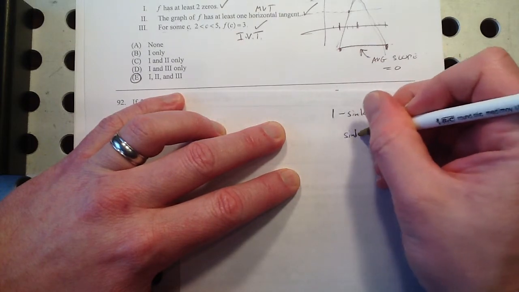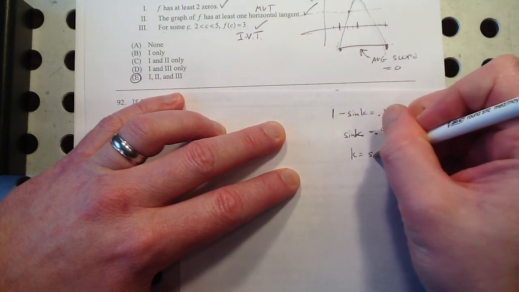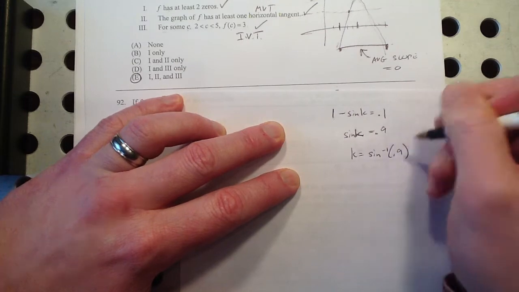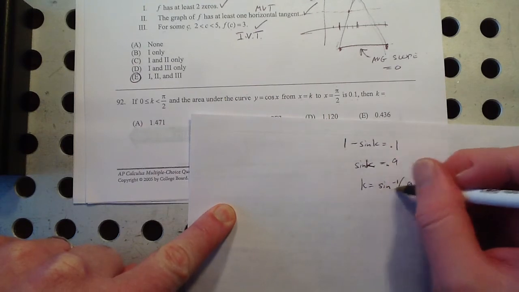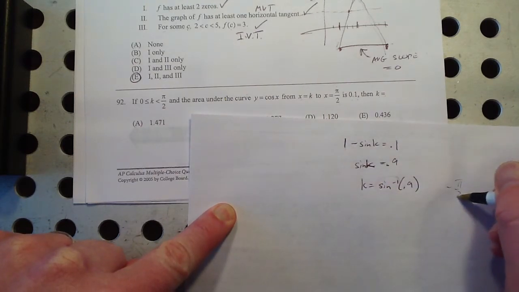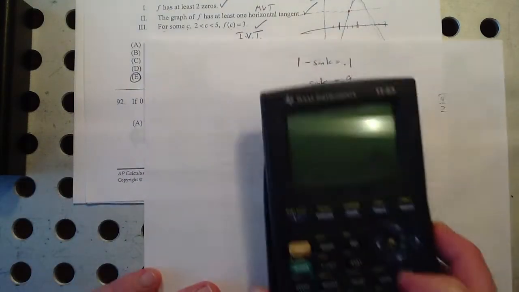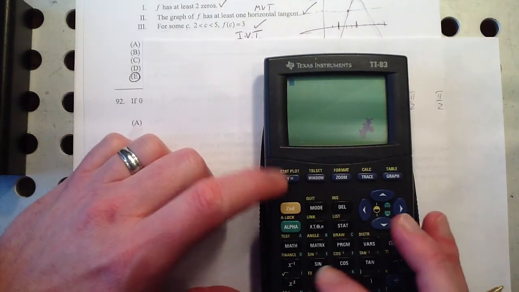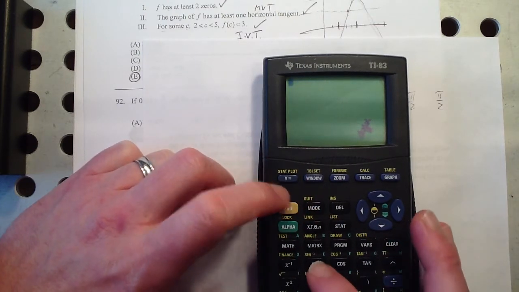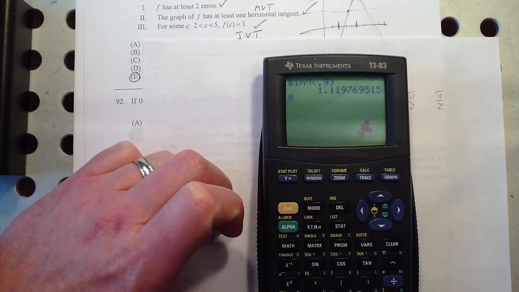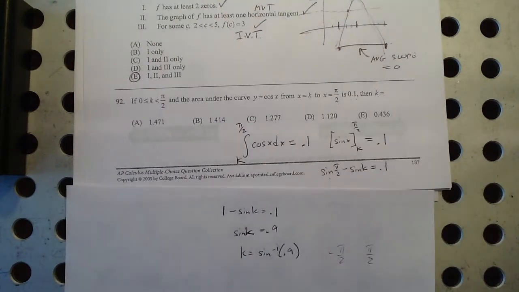So we're talking about sine of k is equal to 0.9, so we're looking for k is equal to the sine inverse of 0.9. And since we're looking for between 0 and pi over 2, this is going to give us the right value, right? The sine inverse will always give us an answer between negative pi over 2 and pi over 2. And that is, in fact, where we're looking. So that just makes sure that I haven't been doing physics mode. I'm in radian mode, so we're good. So what's the sine inverse of 0.9? 1.11, I guess 1.120, which is D.